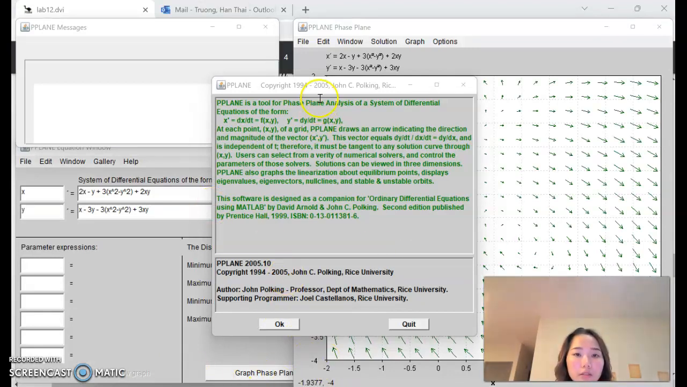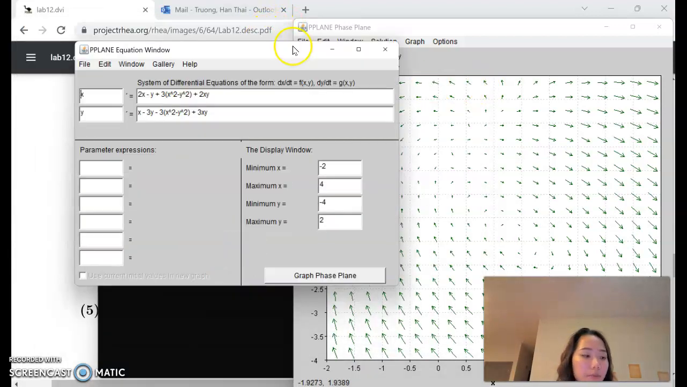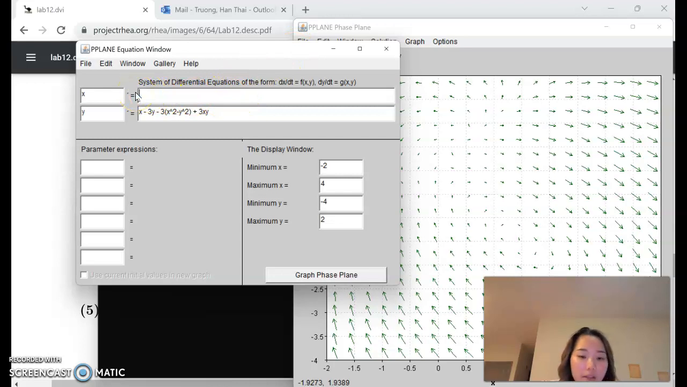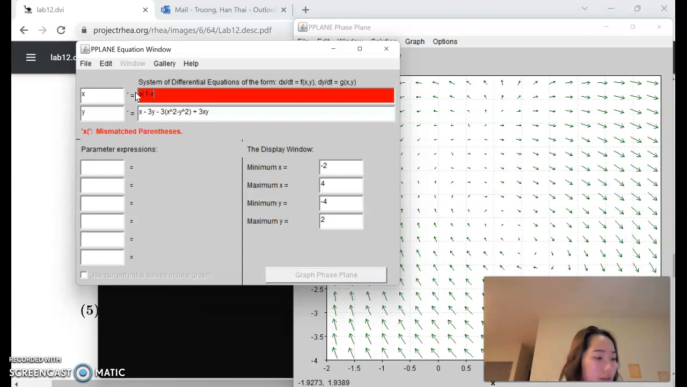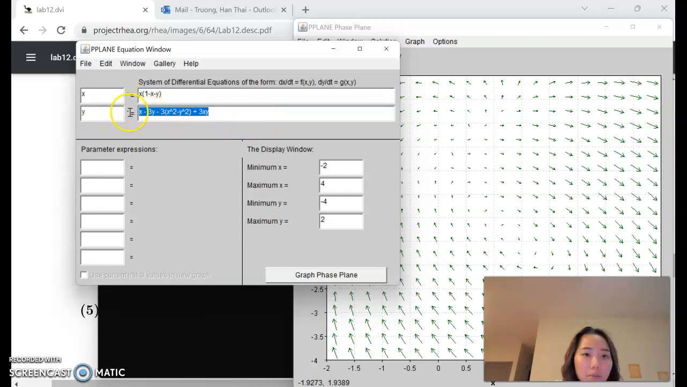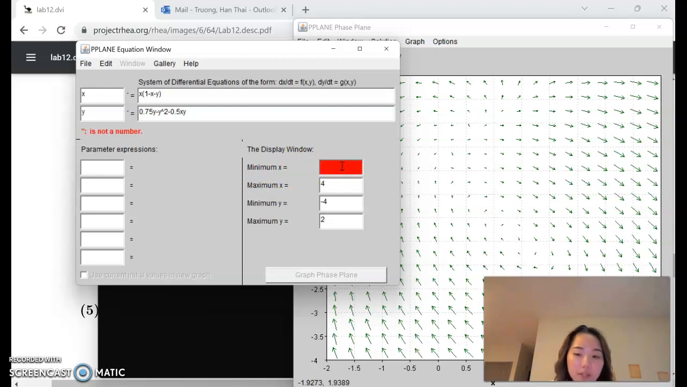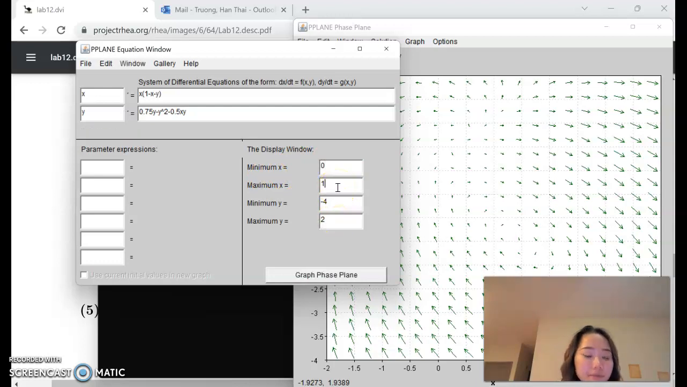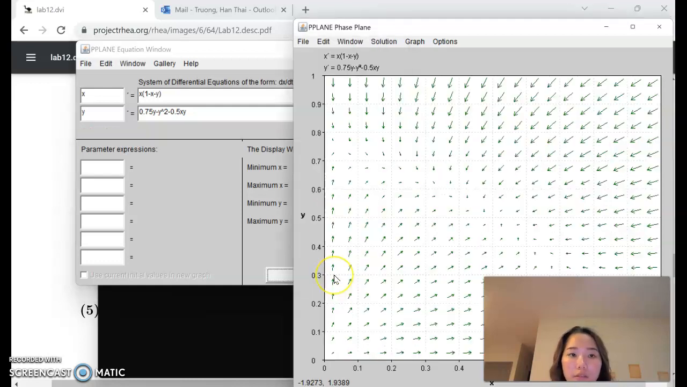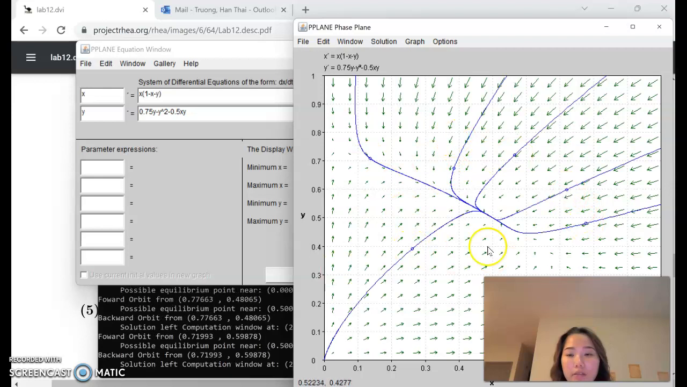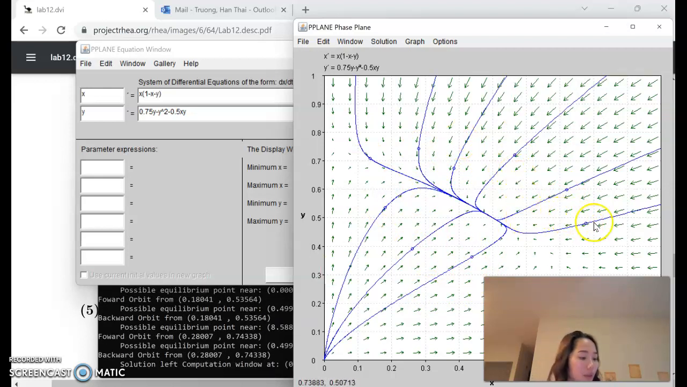For system B, x prime equals x times (1 minus x minus y), and y prime is 0.75y minus y squared minus 0.5xy. Our window, we're going to change it to 0 and 1, and 0 and 1 for y as well. So graph the phase plane and plot. Yep, and this is going to be your plot.